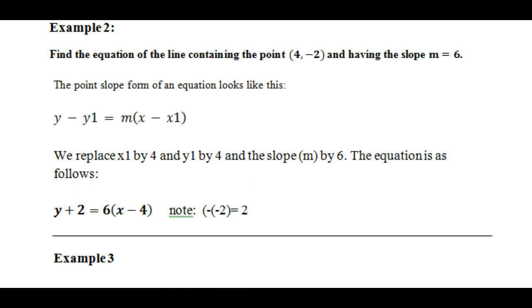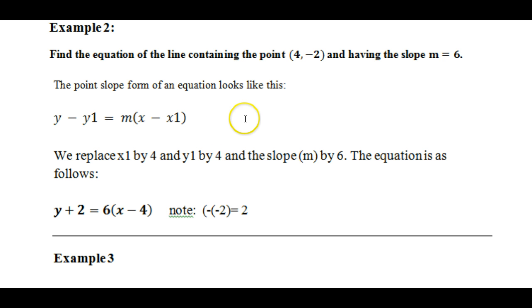Okay, let's look at the second one. Example 2. Find the equation of the line containing the point (4, -2) and having the slope m equals 6. Alright, so here the answers are going to ask you to look at it in the point-slope form of an equation. There's 3 different forms of an equation: point-slope, standard form, and slope-intercept form. So the point-slope form looks like this: y minus y1, which would be a specific point, is equal to m, the slope, times x minus x1, which is a specific point for x, okay?